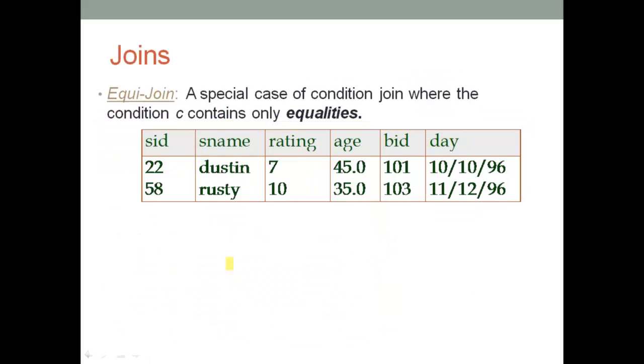Then we can also have the equijoin. The equijoin is a special case of the conditional join where the condition contains only equalities. So it is going to consider this one. We are only interested in the area where they have a common attribute. So that is that.